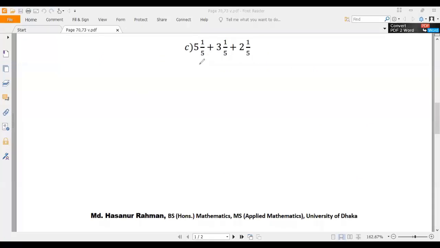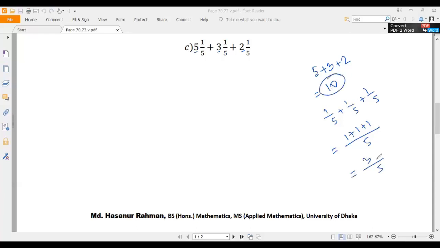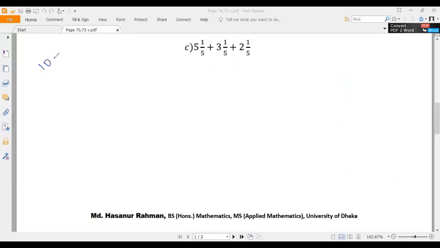Now number C. Number C says 5 whole 1 by 5 plus 3 whole 1 by 5 plus 2 whole 1 by 5. We can solve this problem in two different ways. I want to show you these two methods. First of all, if I add the whole numbers at first, what will we get? 5 plus 3 plus 2. That will be 5 plus 3, 8, 8 plus 2, 10. And if we add the fractions, what will we get? 1 by 5 plus 1 by 5 plus 1 by 5. 5 will be the denominator and the numerator will be 1 plus 1 plus 1. That is 3 by 5. So if we add 10 and 3 by 5, then the answer will be 10 whole 3 by 5.